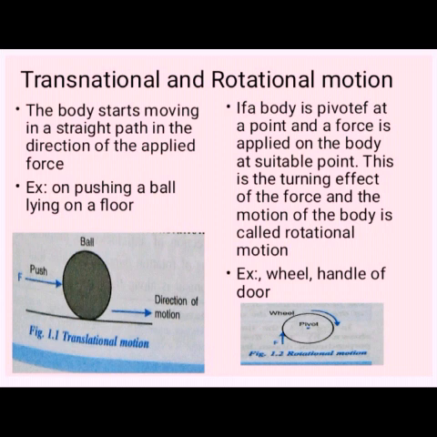Similarly, when a force is applied normally on the handle of a door, you can see it begins to rotate about an axis passing through the hinges on which the door rests. Like that, we can take many examples of rotational motion. We only need to see here that the center is fixed or one point is fixed, so you apply the force to turn the body at its suitable position.